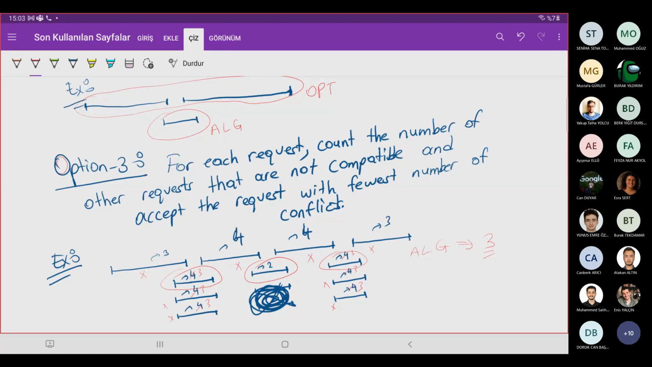But if I had selected these 4, it would give me 4 requests here, right? So one more. So we can see in this example that option 3 also does not always give us an optimum solution. Okay? Is this clear? So we tried and tried and tried and we couldn't find. This is very little. In real life, you try sometimes for months, and it's not as simple as this.